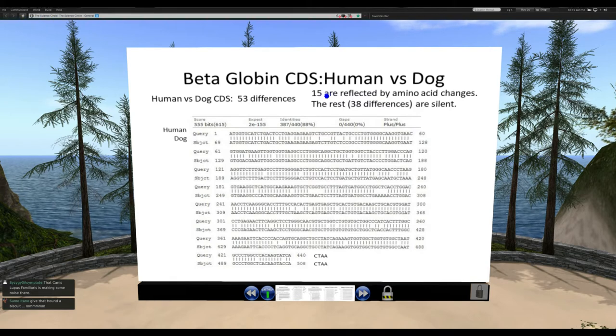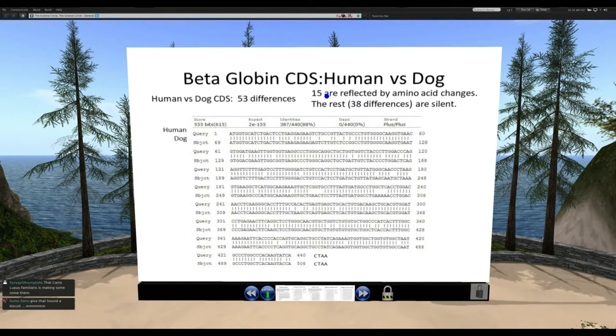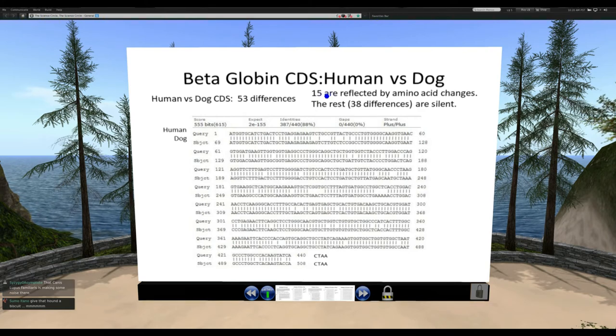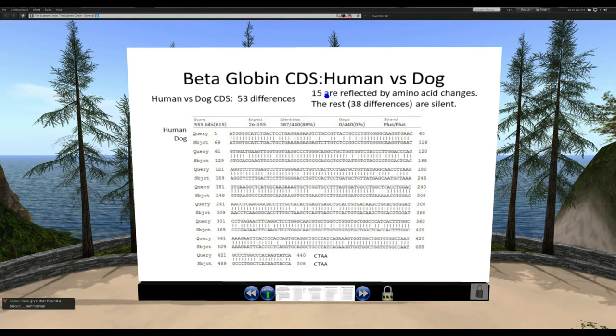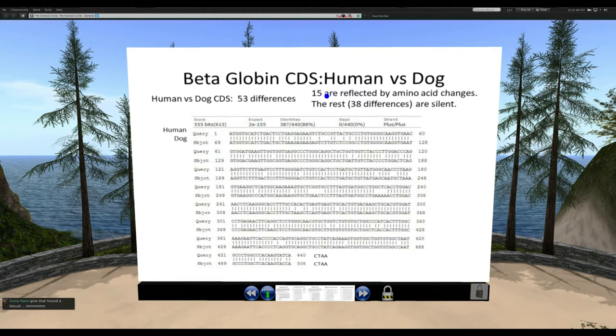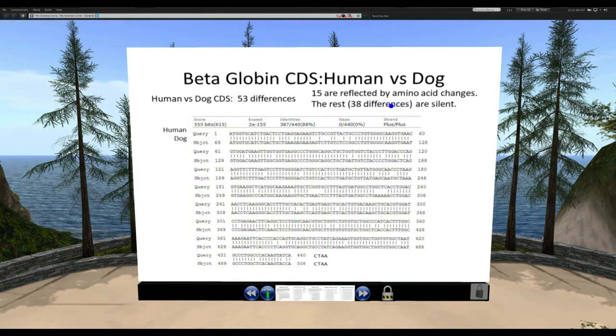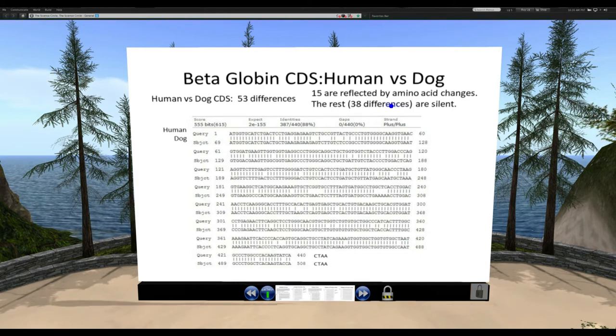So if only a third of the mutations are silent, then there should just be a lot fewer silent mutations. There should only be about 8 silent mutations here. And there are a lot more, because 38 of these differences are not reflected in an amino acid change. They're exactly the same, even though the DNAs are different.